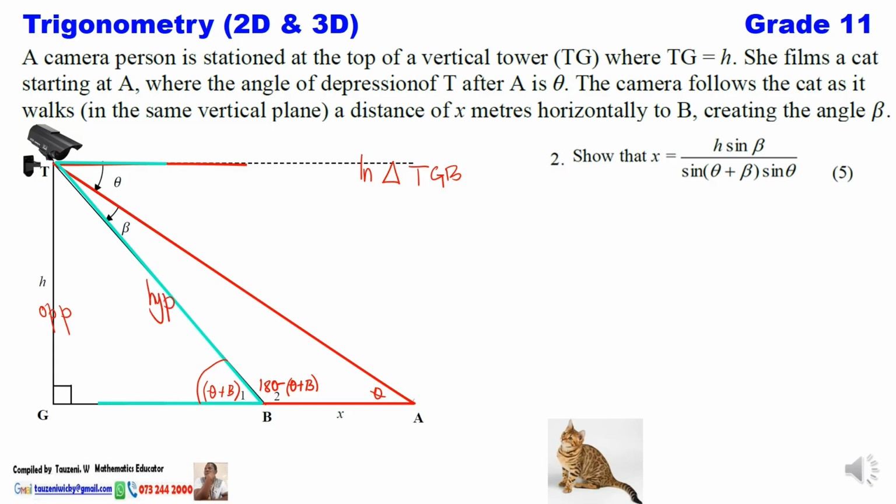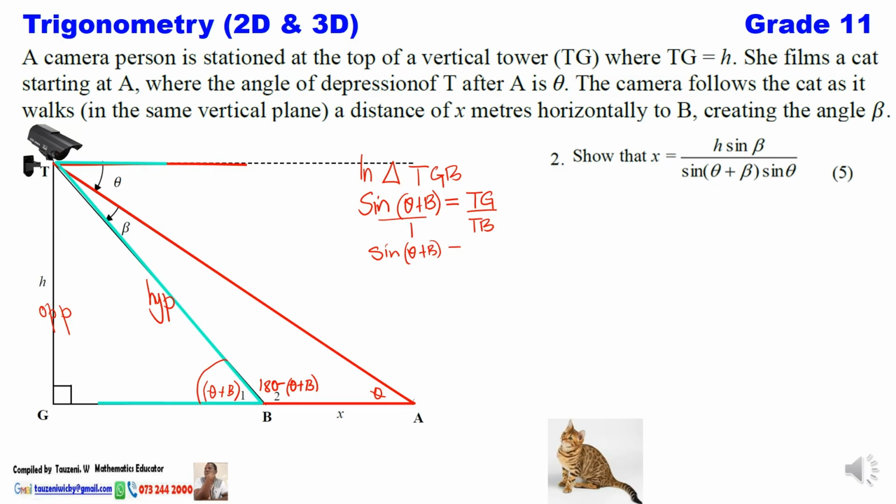So opposite and hypotenuse takes us to the sine of theta plus beta. So the sine of theta plus beta is equal to opposite, which is the line from T to G, divided by the hypotenuse. The hypotenuse is the line from T to B. Then from here, we want to make TB the subject. So the sine of theta plus beta is equal to TG.